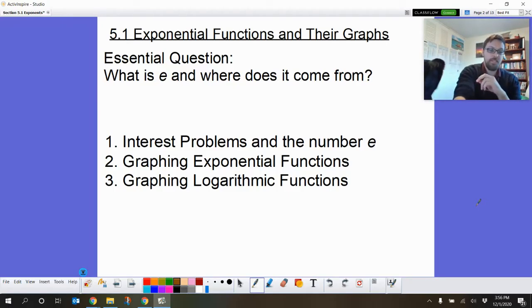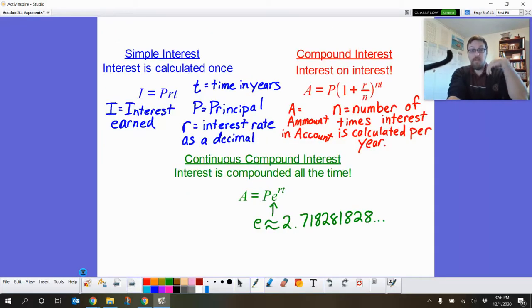Where it comes from is actually in finances. So there are different types of interest. There's simple interest, where your interest is calculated once. This is kind of like the old idea of government bonds, where you gave them $50, and then 10 years later you get $60 or something like that. Compound interest is what most interest works with.